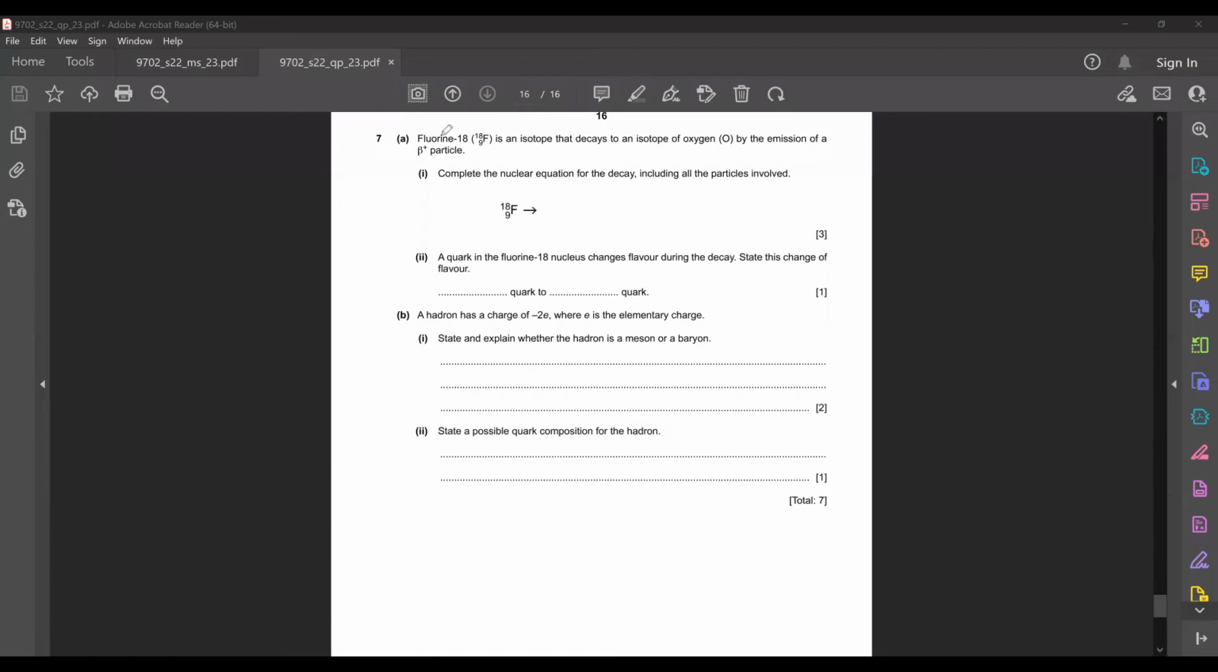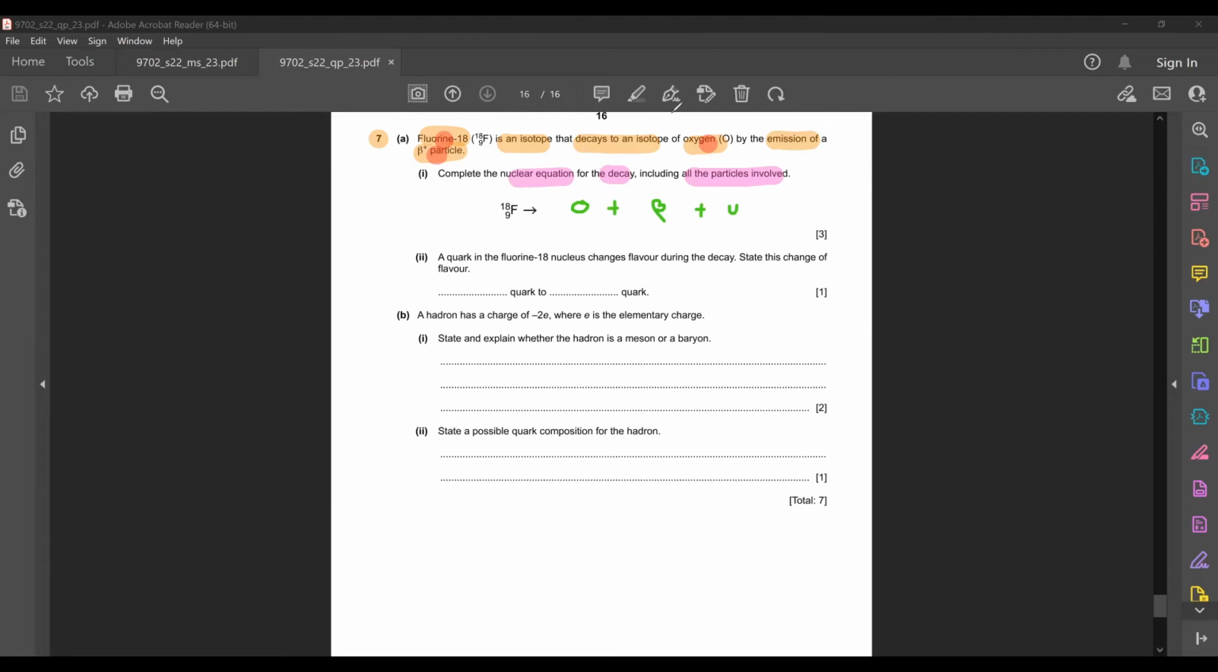Now for the last question, question 7: fluorine-18 is an isotope that decays to an isotope of oxygen by emission of a beta plus particle. Complete the nuclear equation for the decay, including all the particles involved. So here, one of the first things that we know is that your fluorine will change to an oxygen, and then there's a beta plus particle here. So if we write out the nuclear equation, we are going to get something like this, where we get oxygen plus your beta plus particle plus your electron neutrino.